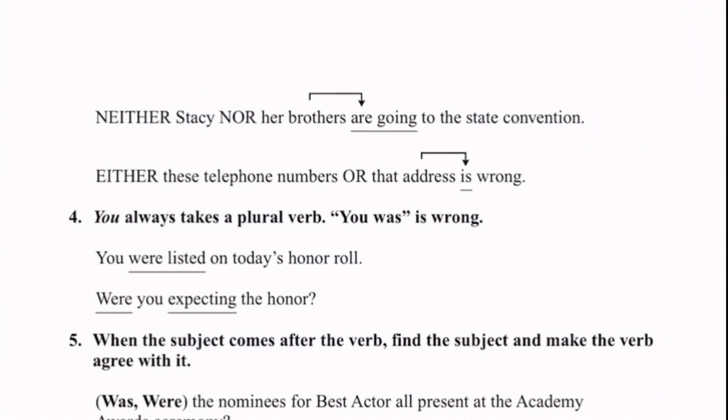Either these telephone numbers or that address is wrong. Is, because the address is singular. But if it is either that address or these telephone numbers are wrong. Telephone numbers, plural, are wrong.